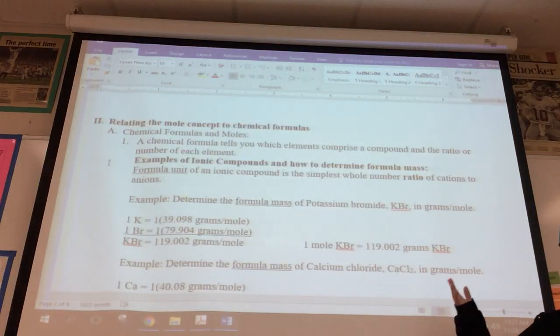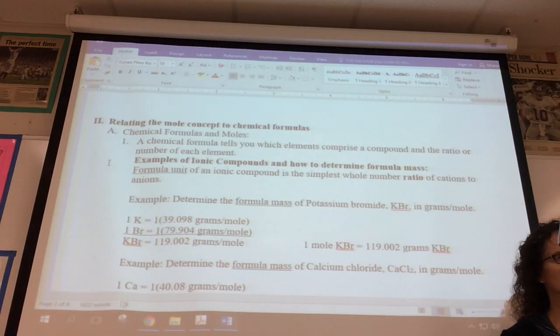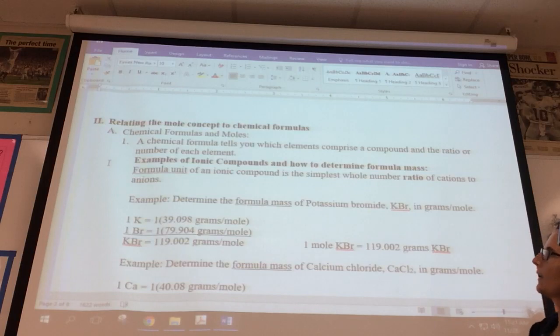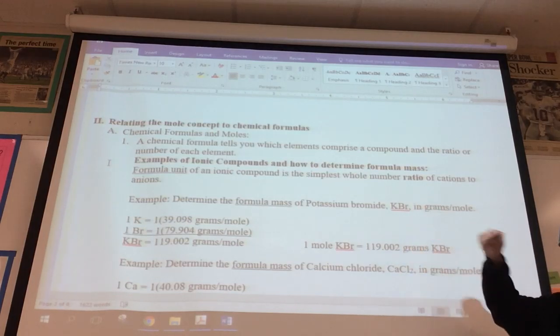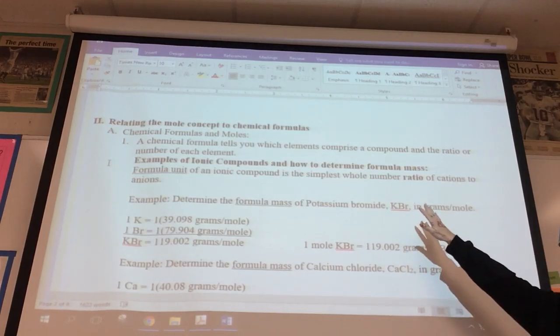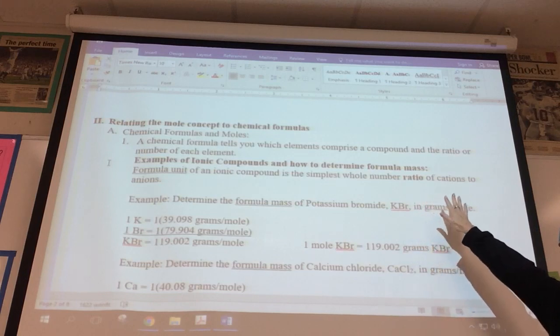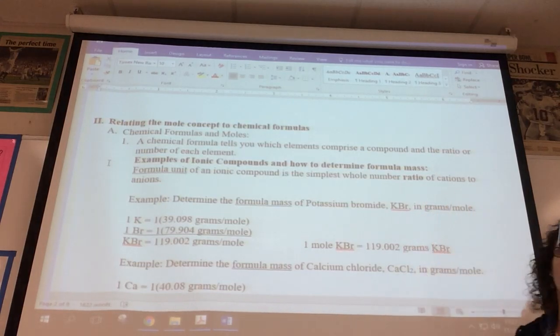With ionic compounds, remember they're formed through the transfer of electrons. The metal loses, the nonmetal gains. You have a metallic cation and a nonmetallic anion. A formula unit of an ionic compound is the simplest whole number ratio of cations to anions. And again, you'll remember from our chapter on ionic compounds that the subscripts indicate the simplest whole number ratio of ions. And that's why we reduce when we write chemical formulas for ionic compounds.